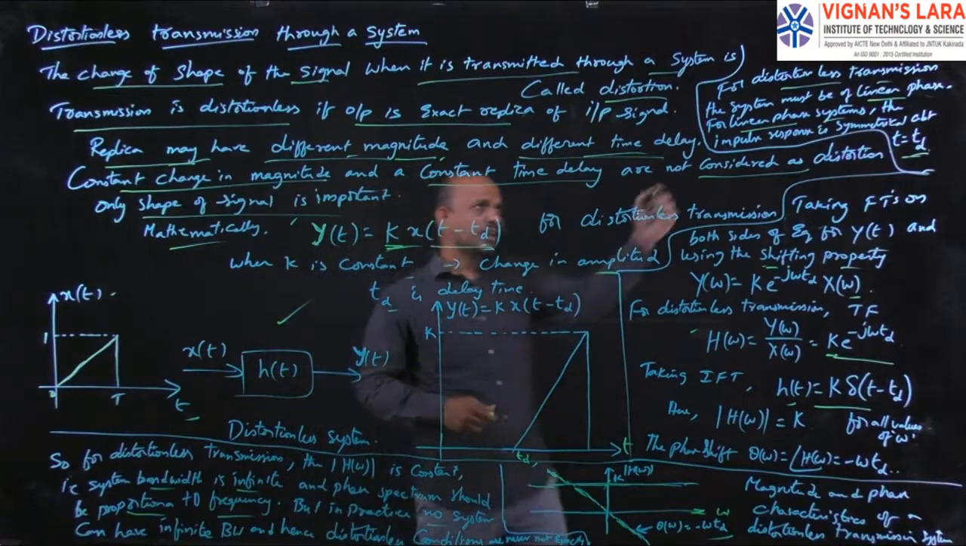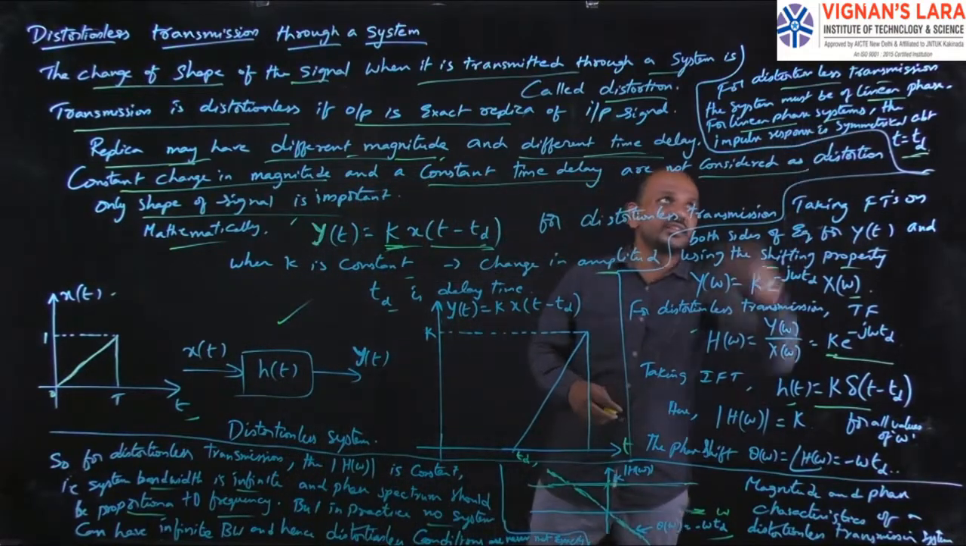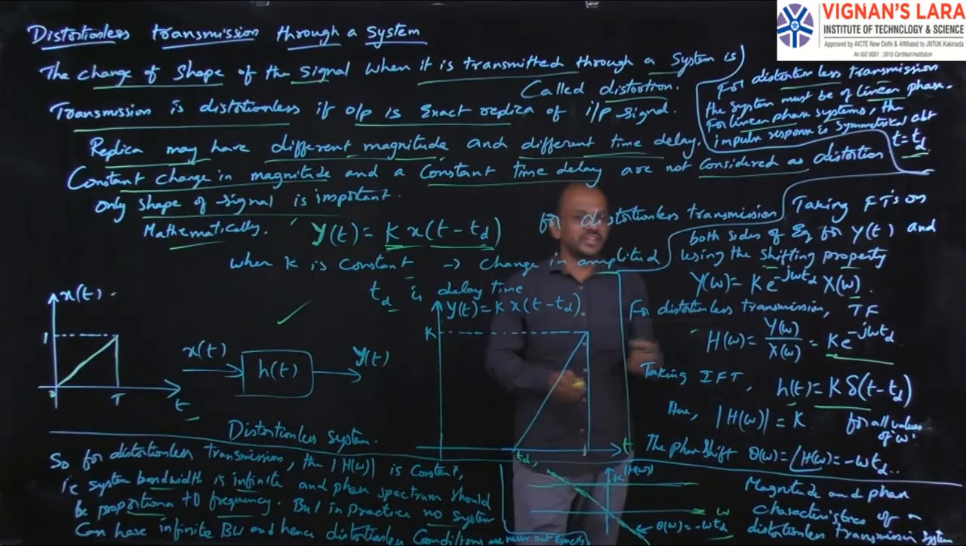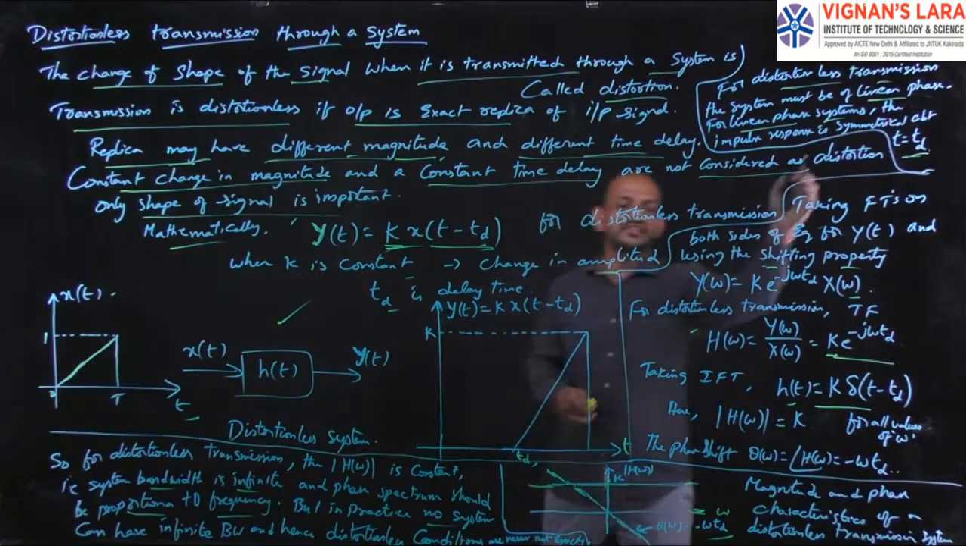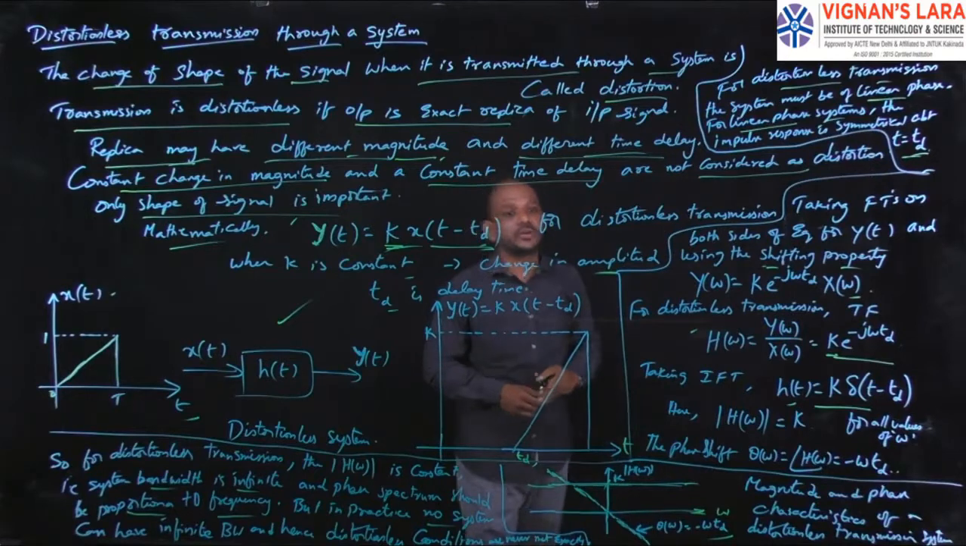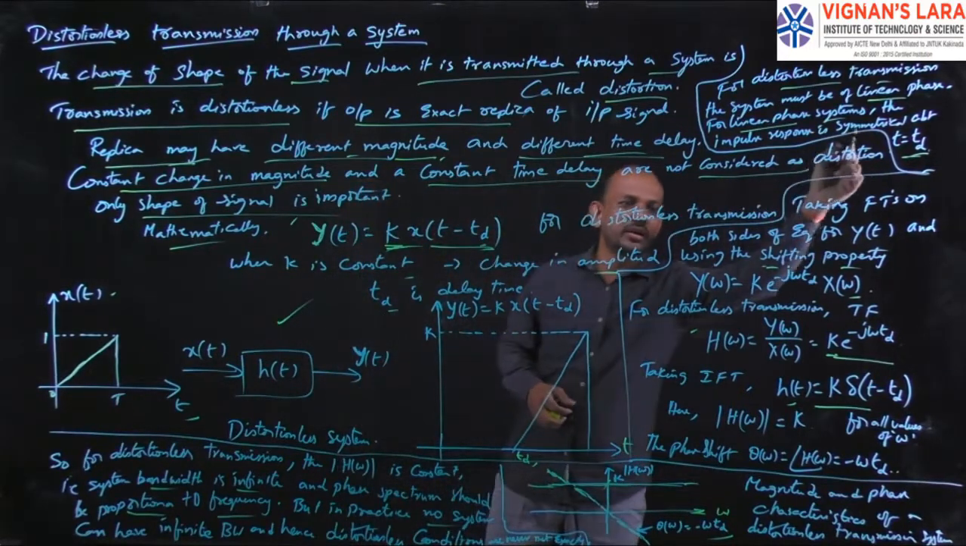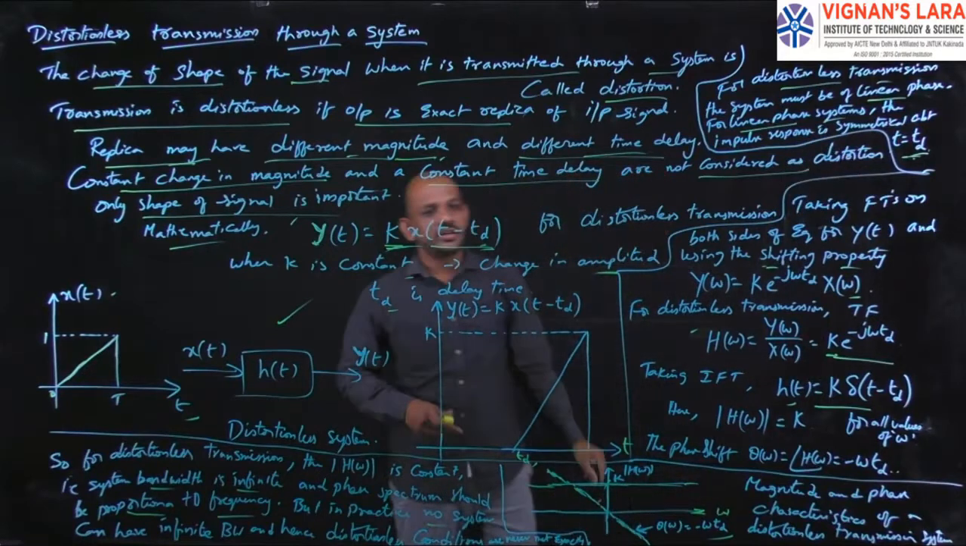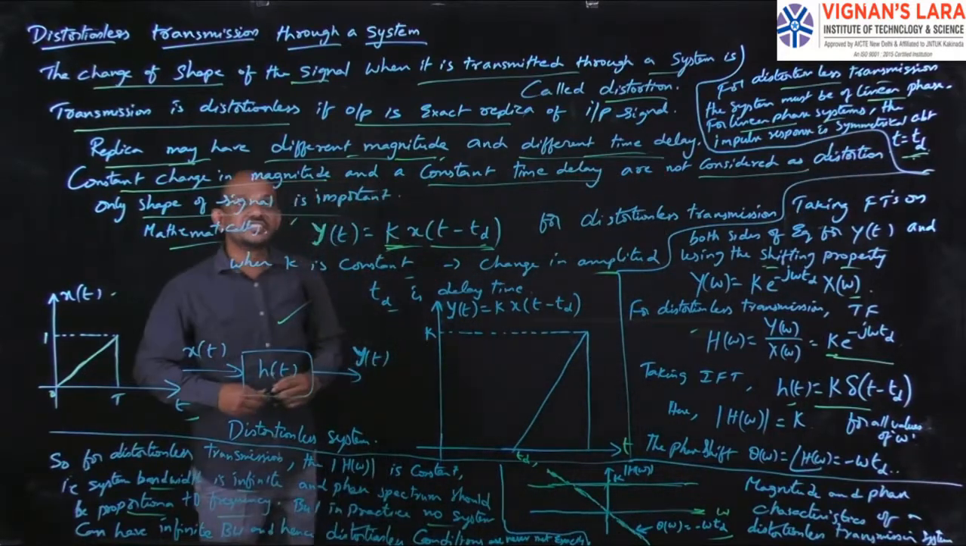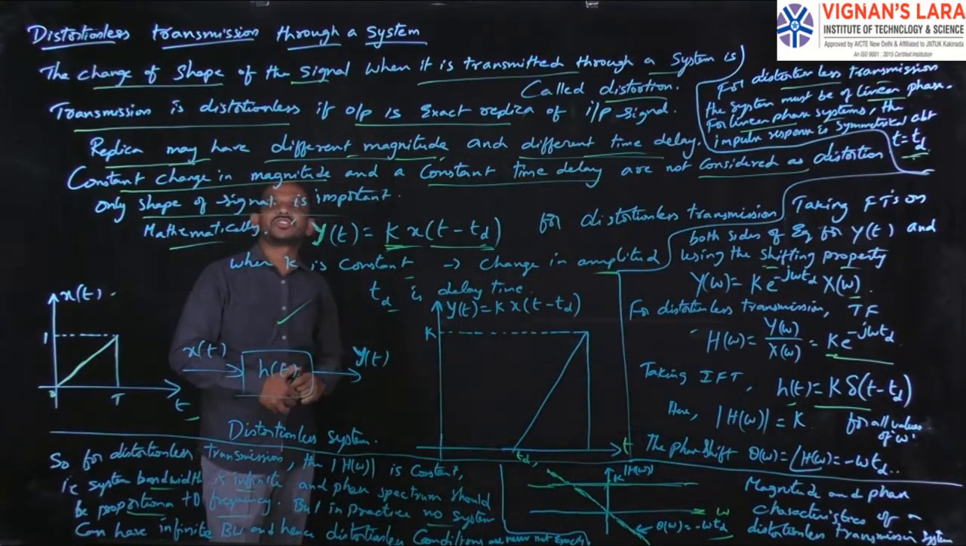Finally, from this you can say that the distortionless transmission system must be of linear phase. So for linear phase systems, the impulse response is symmetrical about t equal to td. I gave this for your work. I hope you will prove that. So this is completely regarding distortionless transmission through a system.